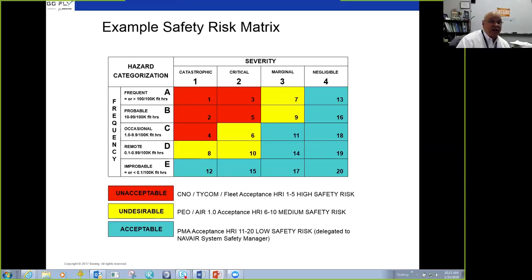To address how would I address a failure, and when do I address a failure? If you say I lost my landing gear, well, maybe you can land without your landing gear. It's frequent, but the effect may be marginal or negligible, and you may decide not to address it.